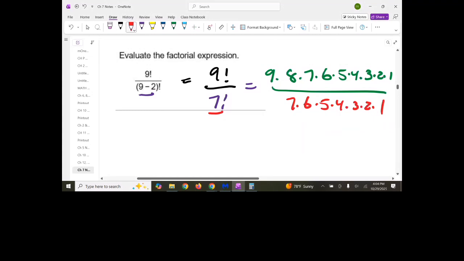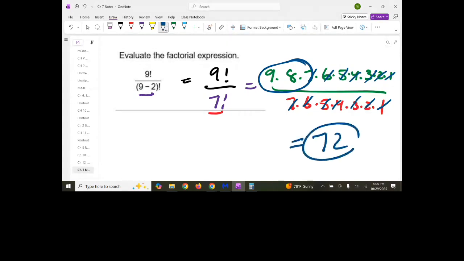And just like we did a little while ago, y'all, remember, stuff on the up is going to cancel with stuff on the down. So look, my 1s will go away. So will my 2s, my 3s, my 4s, my 5s, my 6s, and my 7s. And look what I'm left with. 9 times 8. Boom. 72. Right? There we go.